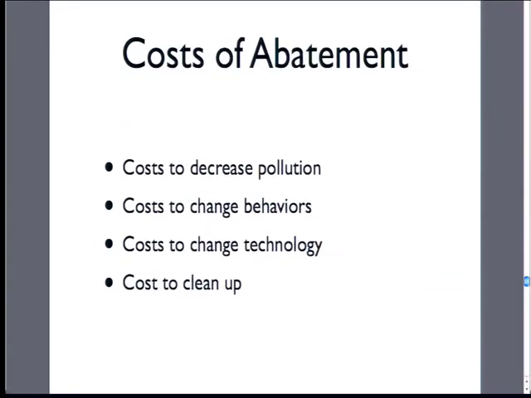But what we'll get to is there's a whole bunch of different types of costs of abatement. There's cost of decreasing the pollution. There's cost of getting people to make different choices. There's cost of getting people to change technology. And there's cost to just clean up pollution itself. So a lot of times abatement costs, we're going to say, there's pollution out there. How much is it going to cost to clean up the technology we're using and make it cleaner? Either go in the environment and remove pollution, or at the place we're emitting to remove pollution.